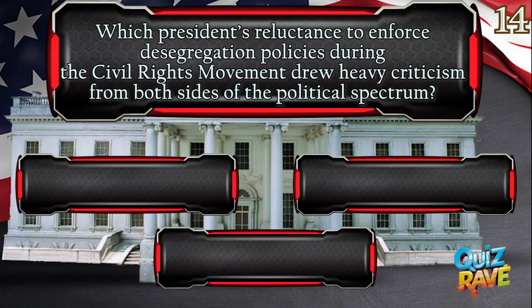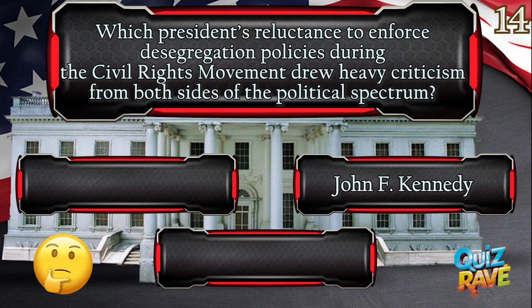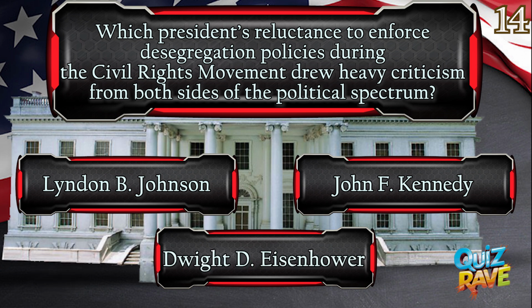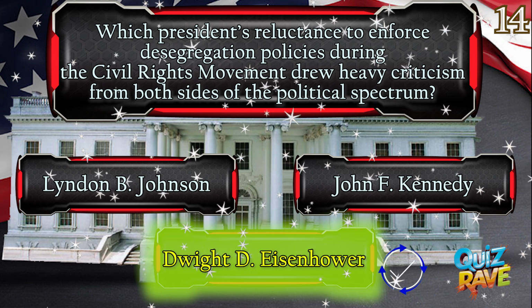Which president's reluctance to enforce desegregation policies during the civil rights movement drew heavy criticism from both sides of the political spectrum? John F. Kennedy, Lyndon B. Johnson, Dwight D. Eisenhower. Correct answer, Dwight D. Eisenhower.